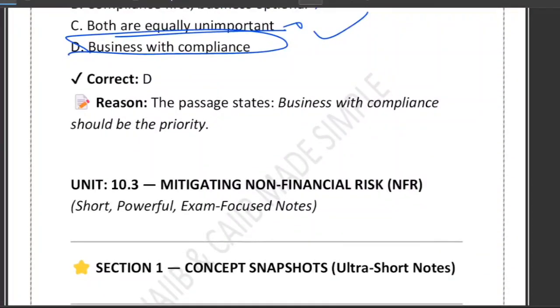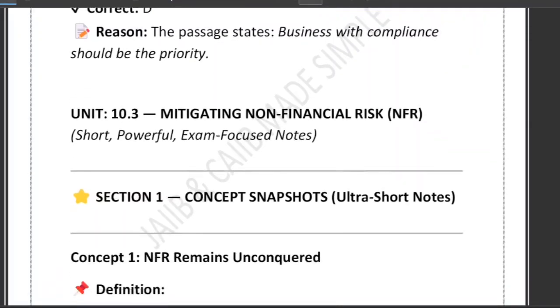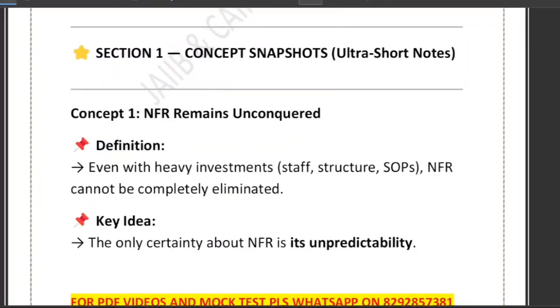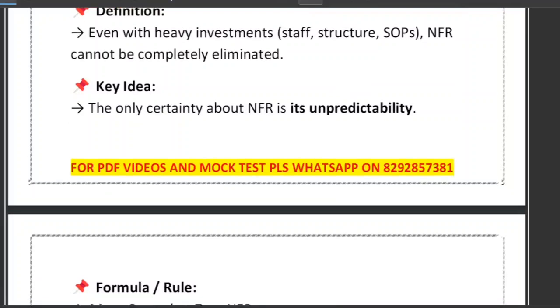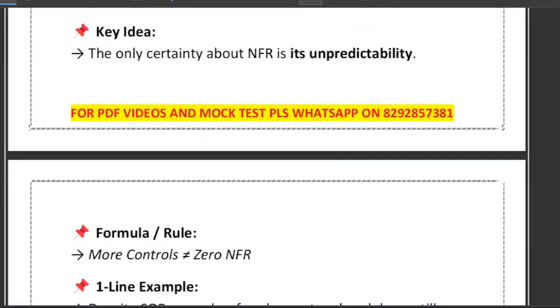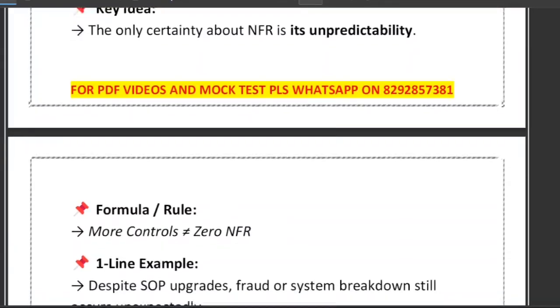Now, mitigating NFR. How do we mitigate the NFR? Let's have a look. The first thing to understand about NFR is that, no matter how much a bank invests in staff, systems, SOP, NFR can never be eliminated completely. So what can the bank do? The bank can upgrade the process, strengthen their team, digitalize operations, improve control, but still NFR can appear suddenly and unexpectedly.